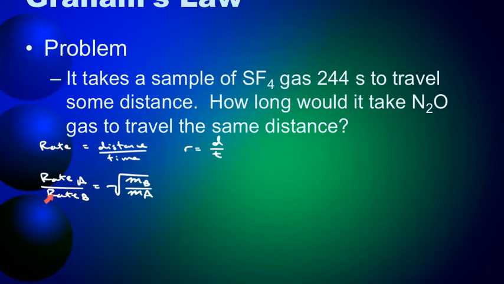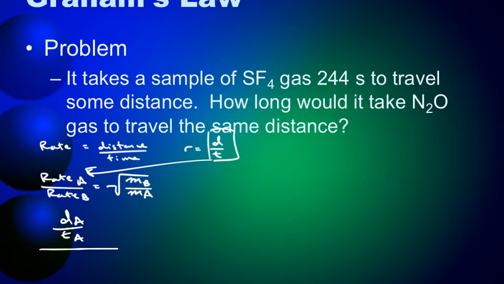And instead of writing rate A over rate B, we're going to substitute in distance and time and see what happens here. Because we can't just plug in time. We'd actually get the wrong answer if we plug in time where it says distance. So what I'm going to do is actually take this D over T, and we're going to sub it in for both A and B here. And let's see what happens. So instead of rate A, we're going to have distance of A divided by time of A, all divided by the distance of B divided by the time of B is equal to the square root of molar mass of B over the molar mass of A.